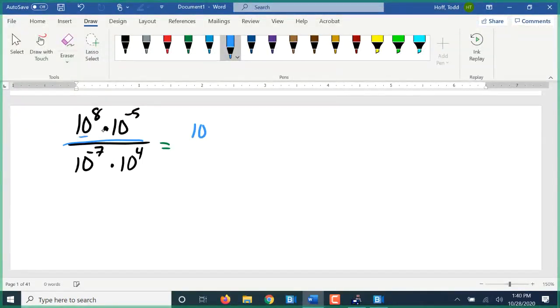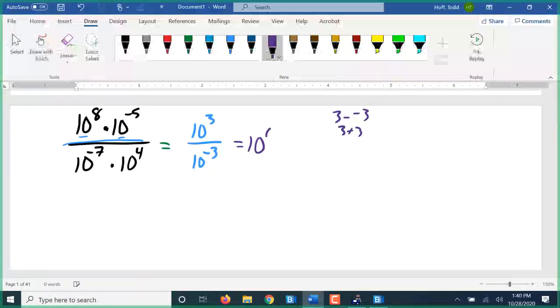Those both are exponents with bases of 10, so we're just going to combine powers. 8 plus negative 5 is 3. On bottom, 10 to the negative 7th times 10 to the 4th is 10 to the negative 3. And now we are dividing here. That'll be 10 to the power of 3 minus negative 3, which is 3 plus 3, or 10 to the 6th.